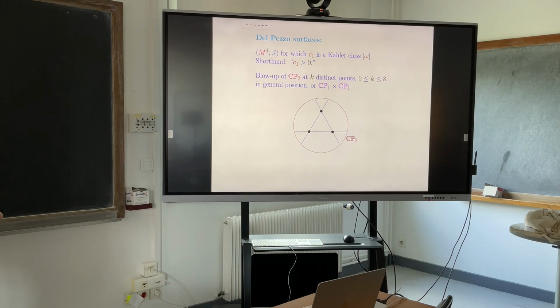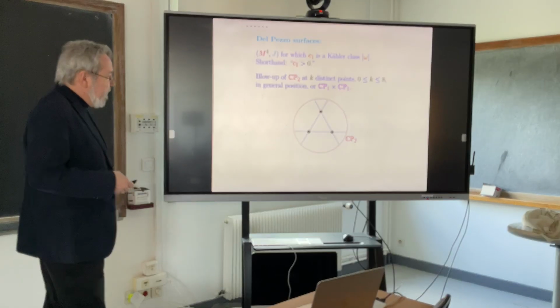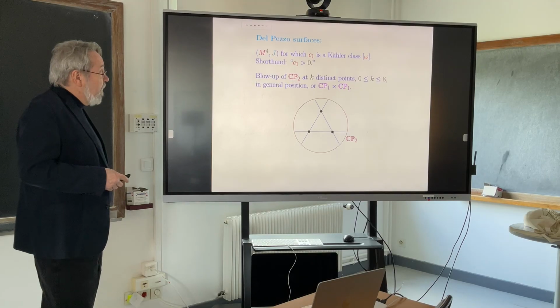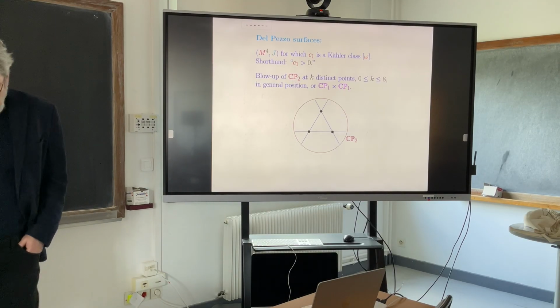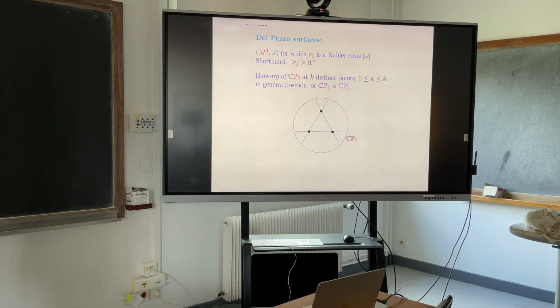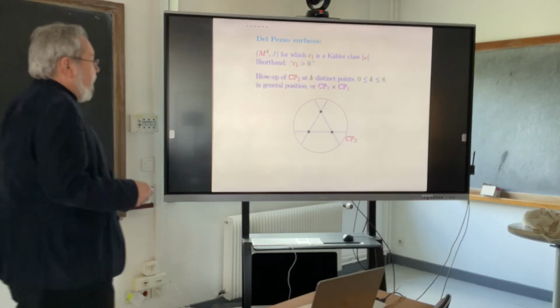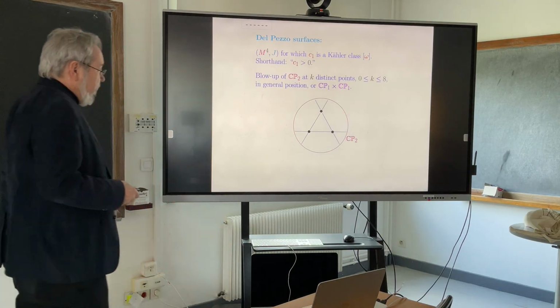All right, so del Pezzo actually did not classify all of these. He understood them in a certain topological range. The general del Pezzo surface can be obtained as a blow-up of CP2 at k distinct points, where k is between 0 and 8, except in this very special case where the manifold is spin and it's instead CP1 times CP1 as a complex manifold.